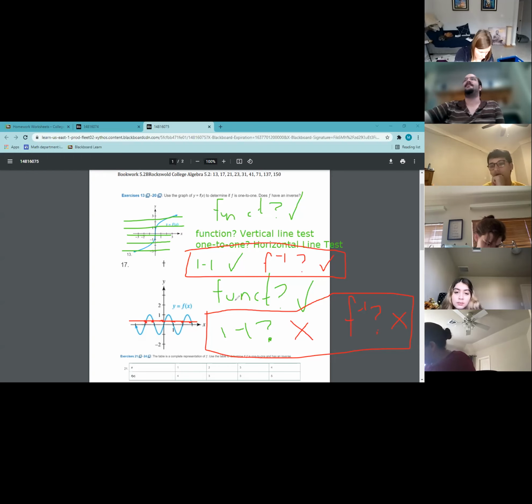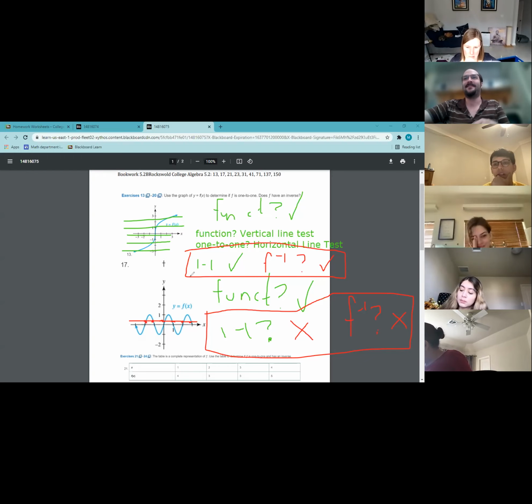See, I don't like that because that's a sine function, and sine functions do have inverse sines. We do talk about inverse sines in trig, so that's why I'm not partial to the way the book defines inverses. But if it's 1-to-1, then it has an inverse. If it's not 1-to-1, then it doesn't have an inverse, according to the book.